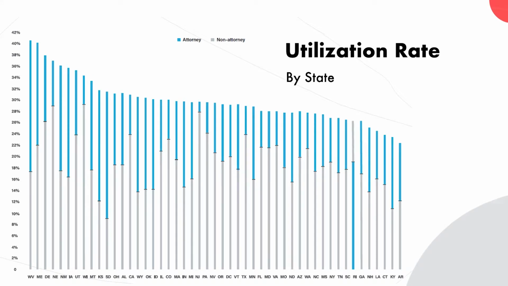On the topic of KPIs, we do map them out by state. So this is an example of utilization rate by state. We had a spread from around 40% at the high end, which were West Virginia and Maine, straight through to the low 20s, which we saw in Arkansas, in Kentucky, as well as Connecticut.